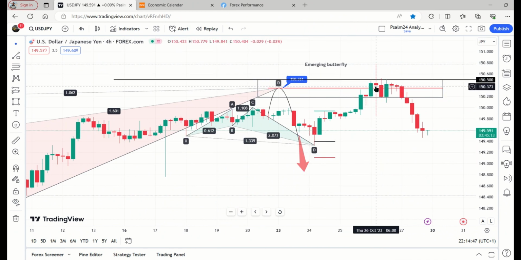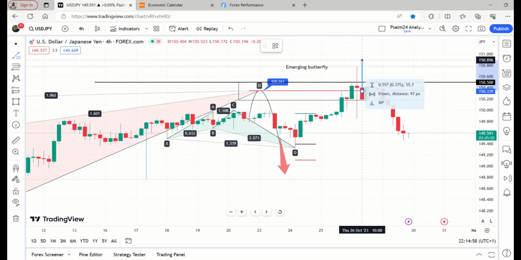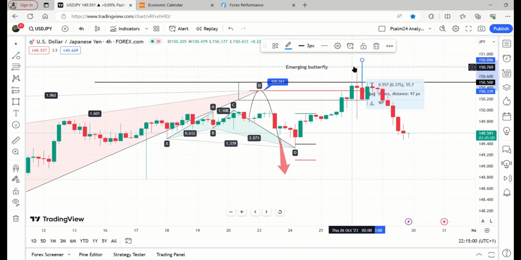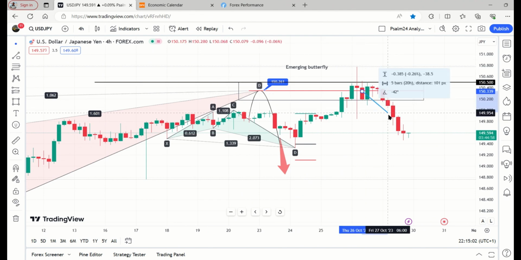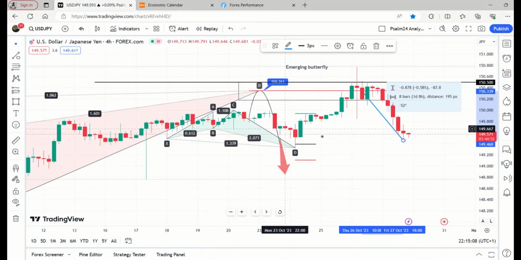And then the market came here. When the market came here, we're targeting, we're going to risk 55 pips, and then we entered here. So 55 pips was going to be around here. The market did not, this whipsaw didn't get there, and then the market is now in profit. We are now 87 pips in profit.